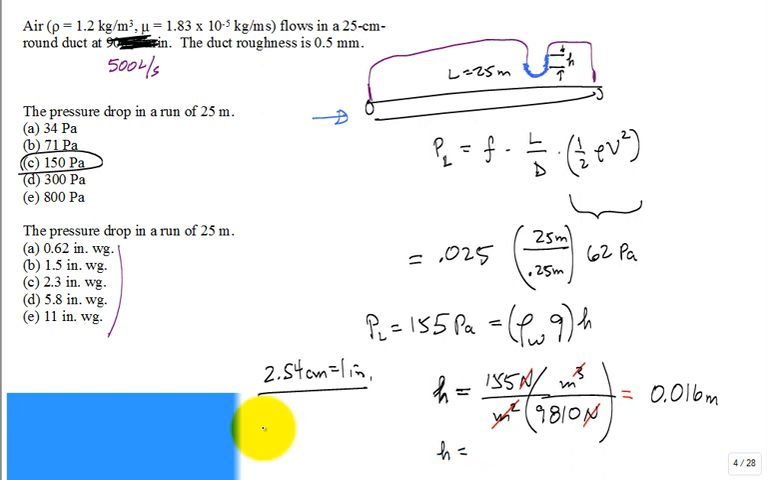Or if you want, you put 0.0254 meters is 1 inch.